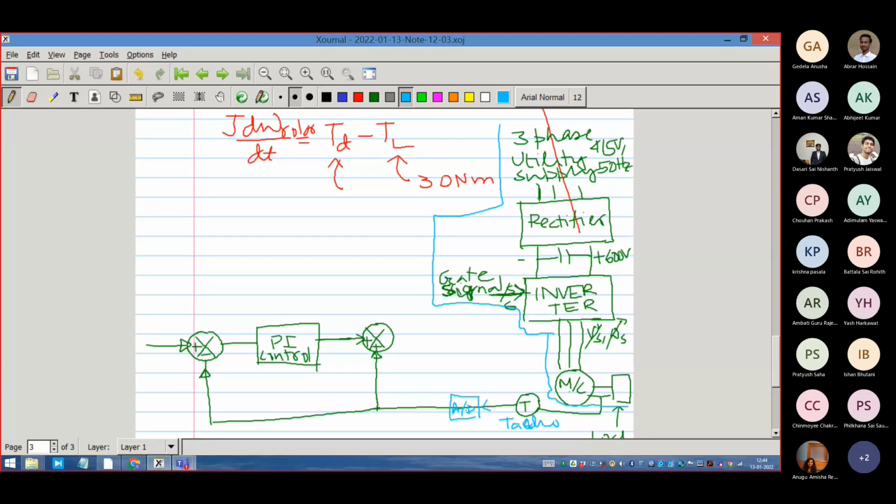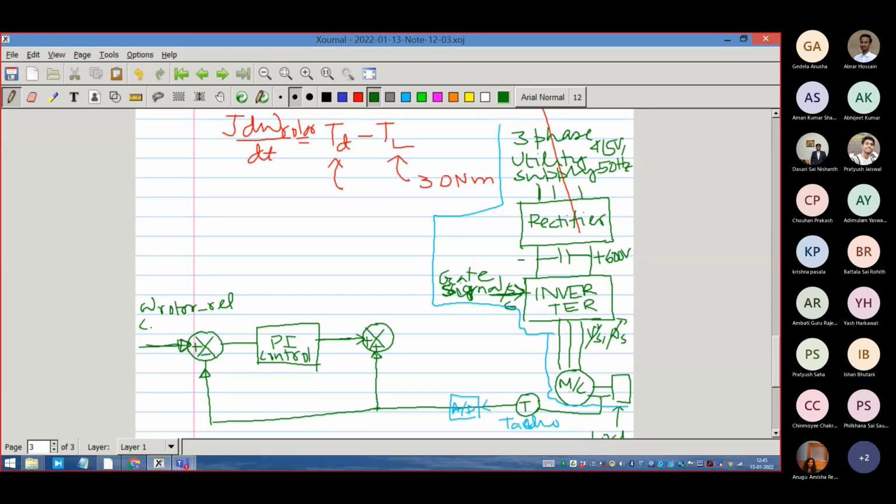The controller is generating gate signals, that is digital signals, high or low. From that you are generating much higher powered signals that would be required for the semiconductor devices. Okay, I hope you are getting this. So here you give omega rotor reference. Please understand very clearly, this is what is given by the process.